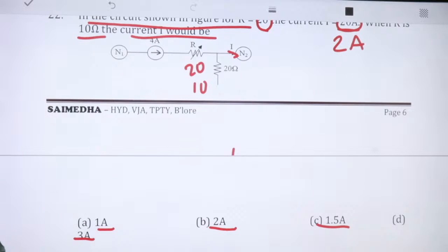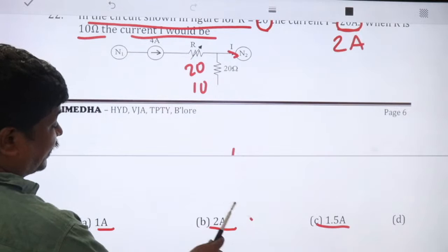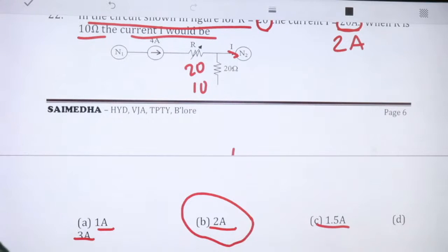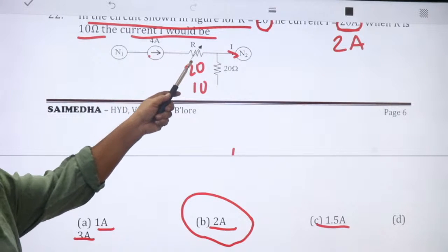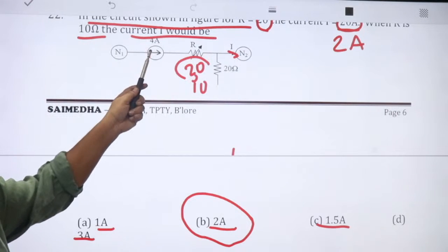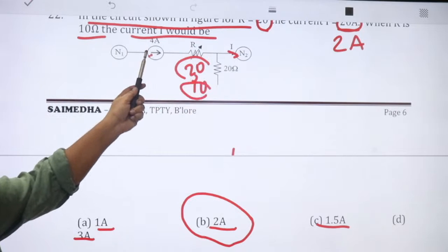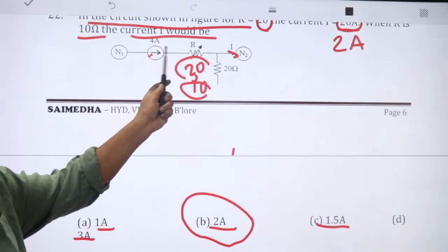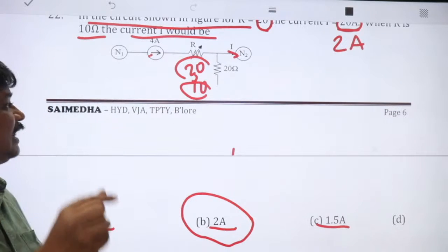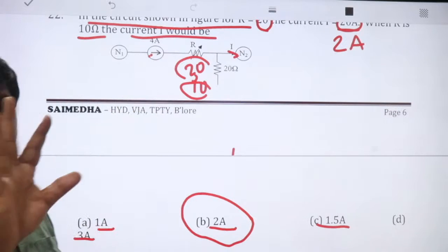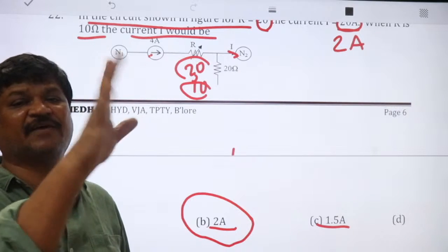Anybody can give the answer for this? The answer is 2 amperes only, because the current here is 4 amperes. When it is at 20 ohms, 4 amperes. When it is at 10 ohms, 4 amperes. For an ideal current source in series with a resistance, the resistance doesn't show any effect.